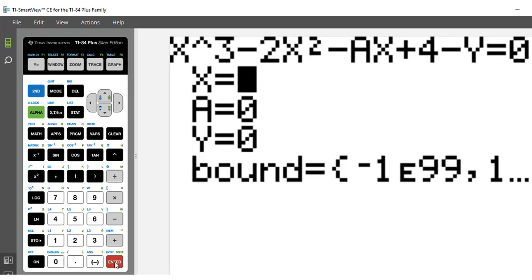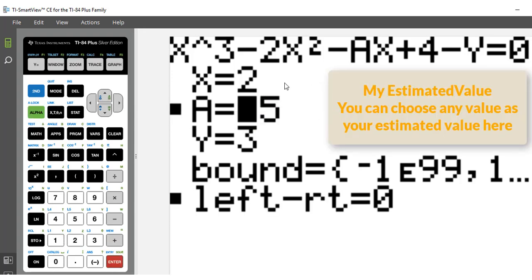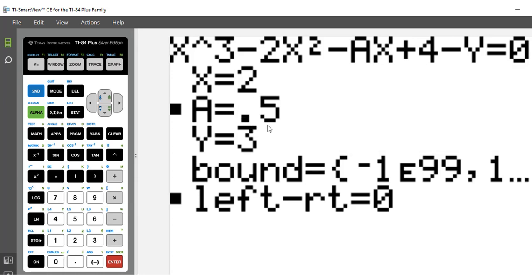Then I press enter. We do know that x is 2 and y is 3. So for this a, you will put 10. Then you do alpha, enter. You will get 0.5. It's very convenient when you have more than one variable in your equation to use the equation solver to solve.